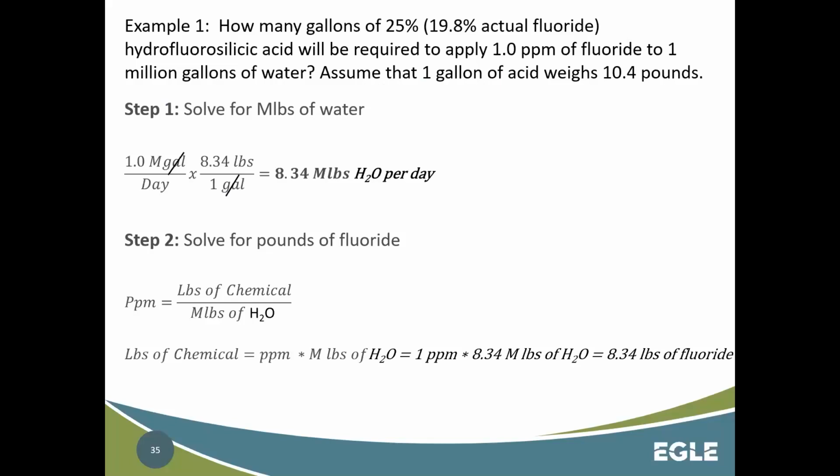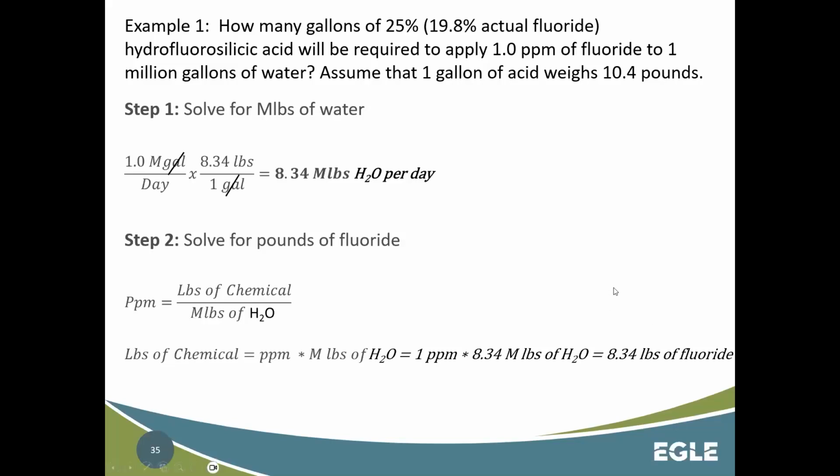All right, so I'm going to go through some problems here, and we've got enough time to go through a few. All right, so example 1. How many gallons of hydrofluorosilicic acid will be required to apply 1 part per million of fluoride to 1 million gallons of water? Assume that 1 gallon of acid weighs 10.4 pounds.